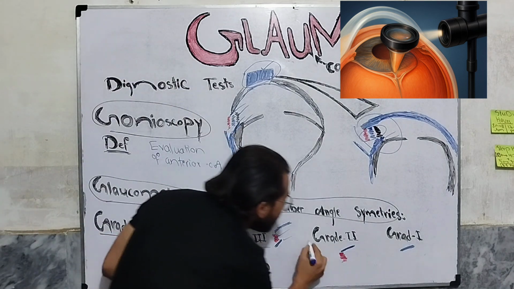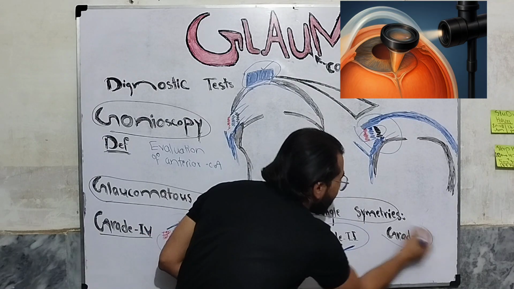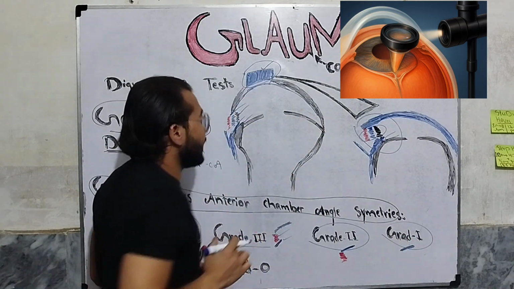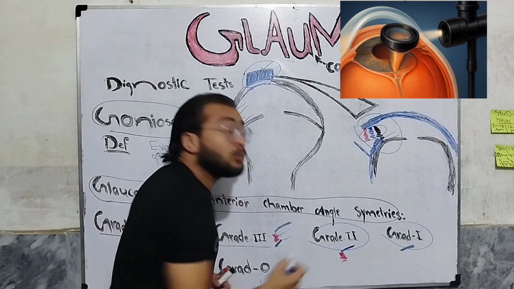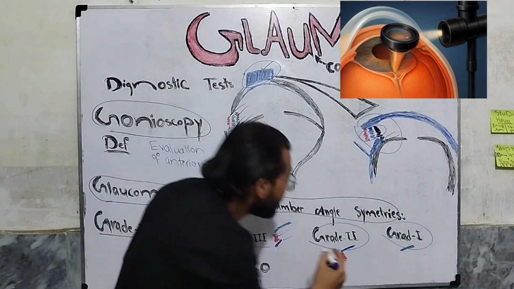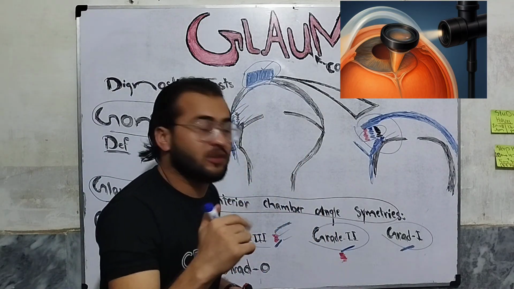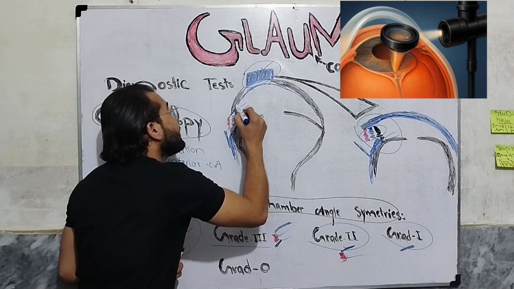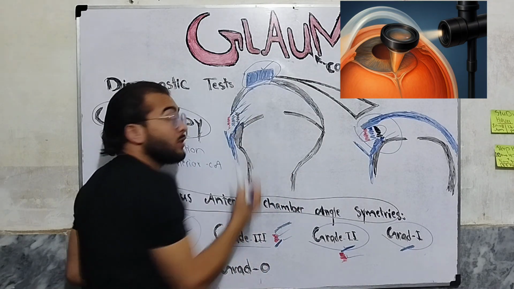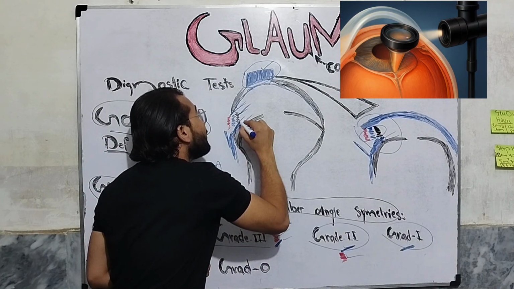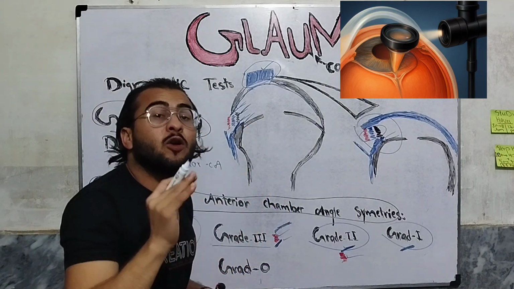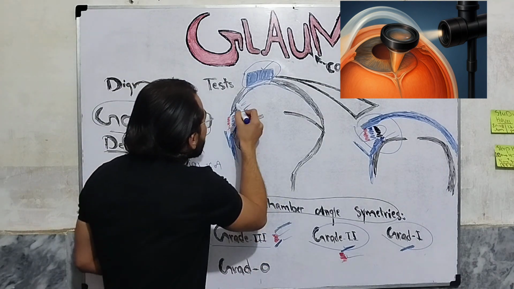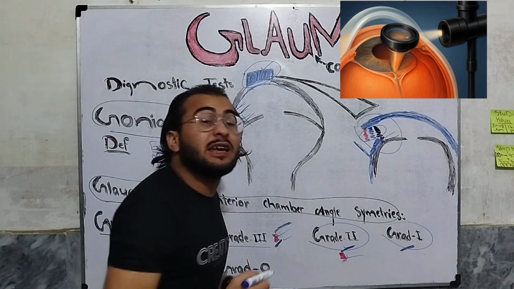Now we have grade 2 and grade 1. These are narrow angles, where the angle has been narrowed. Grade 2 is a moderately narrow angle. Why? Because only 2 structures are visible: the Schwalbe's line and the trabecular meshwork. But the scleral spur and the anterior part of the ciliary body are invisible. So it is a moderately narrow angle.